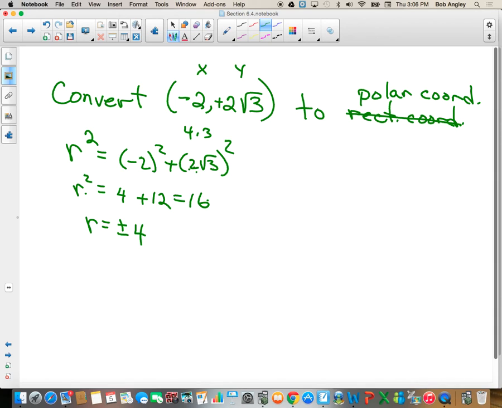Now, what this means is we have two options that we can proceed with. All right, the first option you always want to use is the one where the r is positive, because that's the one that the theta is geared to go with. Okay, so you pick the positive one of these two numbers. All right, so now to get theta, we're going to go theta equals the tangent inverse of, and the y number goes on top, and the x number goes on the bottom.